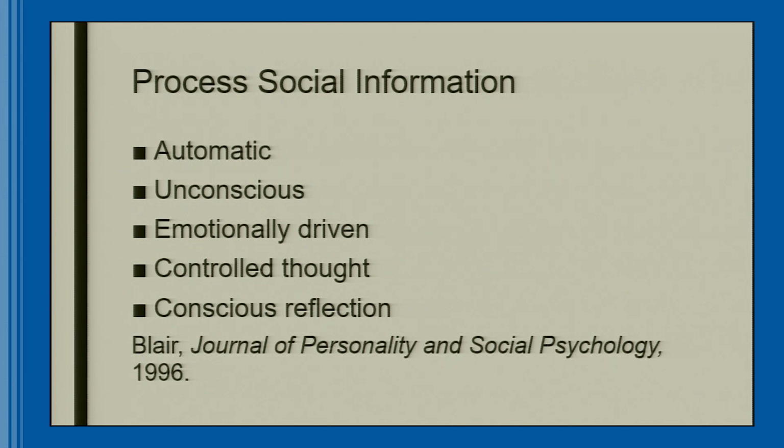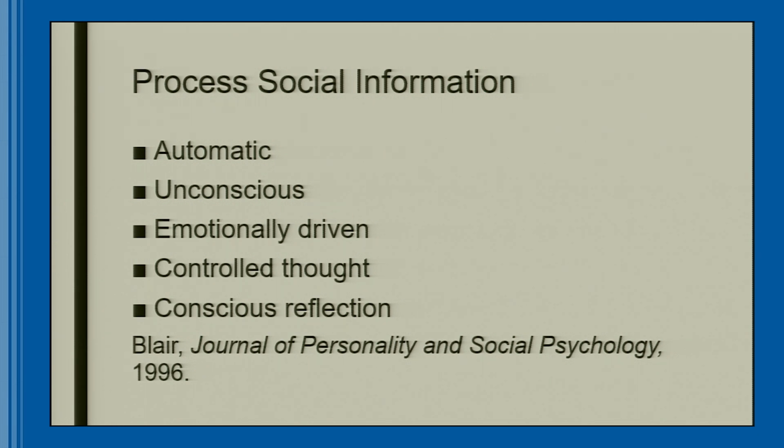And as an educator, if I have a bias against a group of people in my school, it's going to affect the decisions that I make. So we process social information. It's automatic, unconscious, emotionally driven, and controlled thought and conscious reflection. So what do I mean by that? We actually process information by two routes.